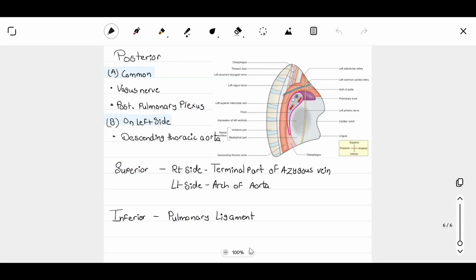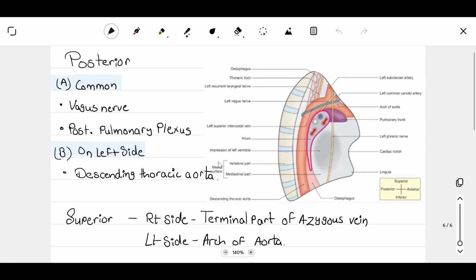Posterior relations. Firstly covering again those common to both the lungs, that is the vagus nerve and the posterior pulmonary plexus. As you can appreciate, this is our vagus nerve, which goes posterior to the root of the lung, and the posterior pulmonary plexus. This is again not shown; this is the posterior pulmonary plexus which goes posterior to the root of the lung.